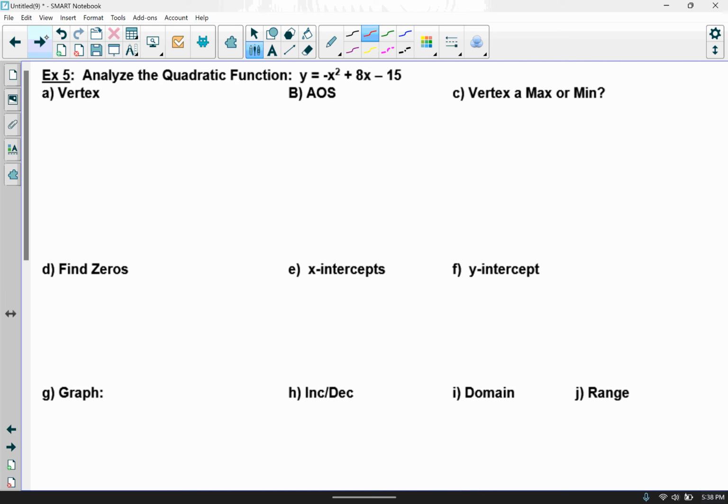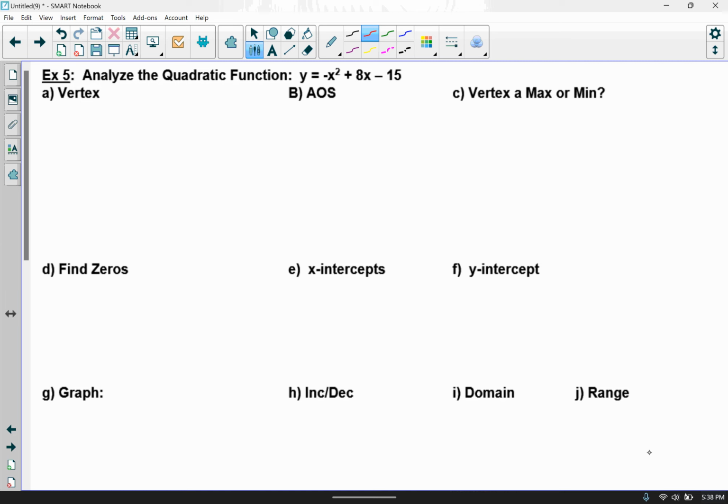All right, so here in example 5, it wants us to analyze this quadratic function. Actually all of this, because we just picked up the vertex, with the exception of that first line there, everything else down here is a review, okay? Because these are all terminology and all things that we've already previously found in this class.